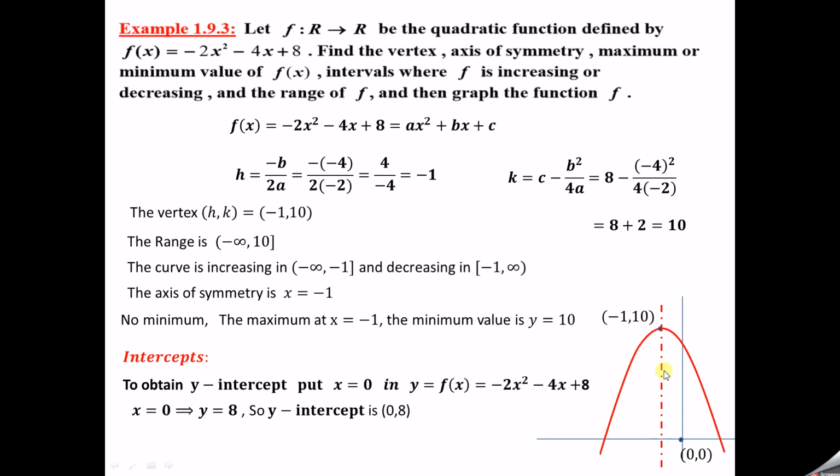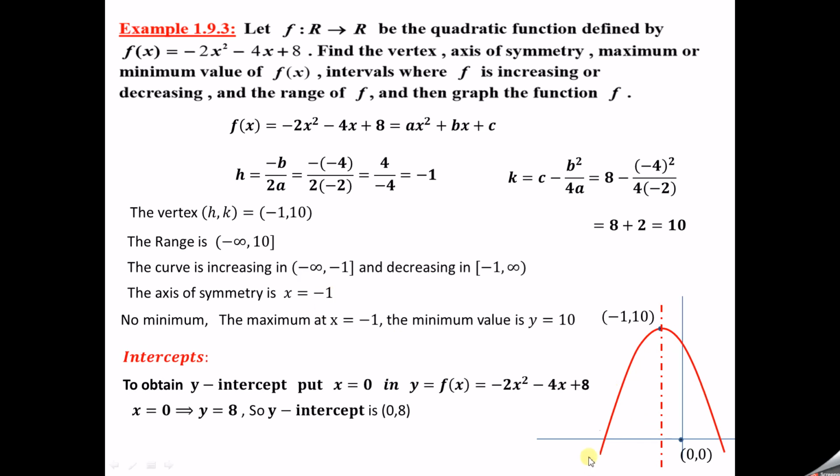And the axis of symmetry, as we have seen before, is always x is equal to h. That is the formula. And what is h here? Minus 1. So x is equal to h, that is x is equal to minus 1. So this is a line parallel to the y-axis. This is the axis of symmetry. This line is x is equal to minus 1. The general formula is x is equal to h, and here h happens to be minus 1. So x is equal to minus 1 is the axis of symmetry.